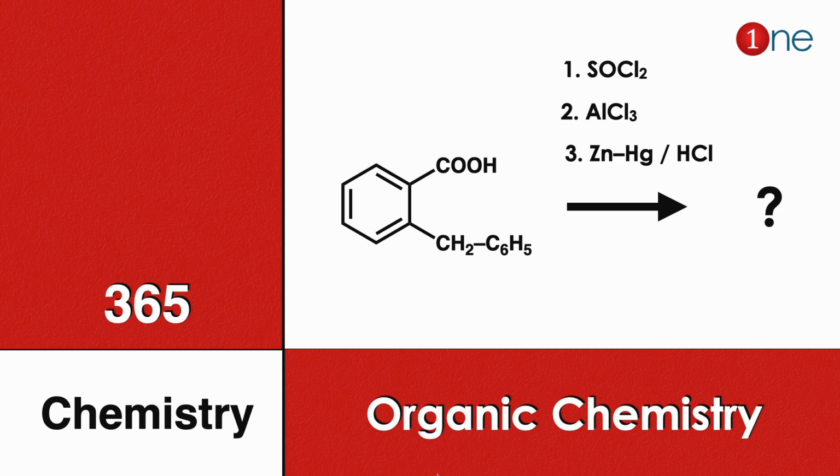Organic chemistry questions for you. Here you have benzoic acid, with a benzyl group at the ortho position, and you are reacting with thionyl chloride and aluminum chloride. Finally, zinc amalgam and HCl. You should find what will be the final product.